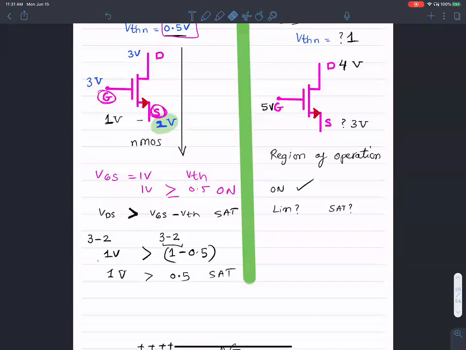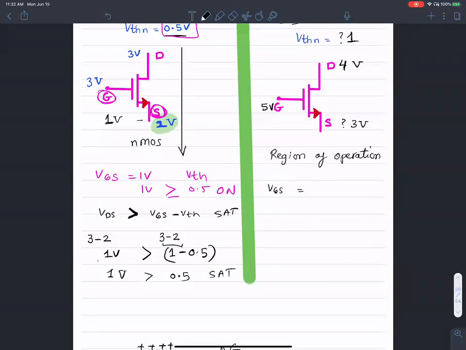Let's do the math. Once we are getting a 1 volt for VDS, if you do the math, you'll see that VDS is just equal to VGS minus VTH, which is barely the condition to be in saturation. So it's right on the edge of saturation. Okay, let's look at the VGS value.